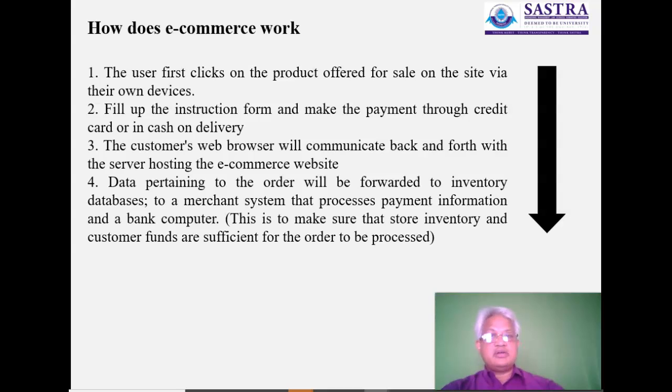The first point is when the user, it can be a B2B or a B2C customer, opens the website, wants to look into a product, carefully browses, looks at all the alternatives available, types search engine keywords, and finally clicks on the product offered for sale on the site through his devices. His devices can be a mobile phone or a laptop, any of the devices that he uses. That means these e-commerce websites should be enabled to be used on those gadgets or devices.